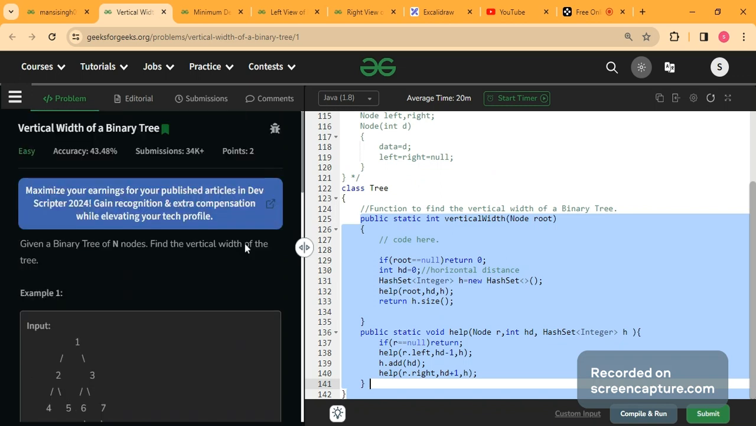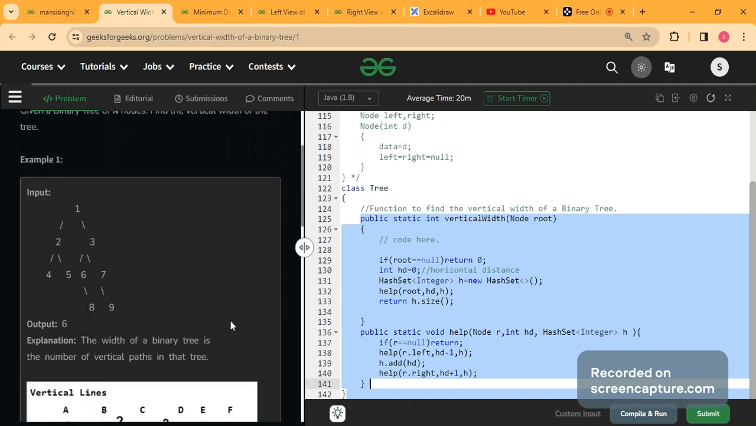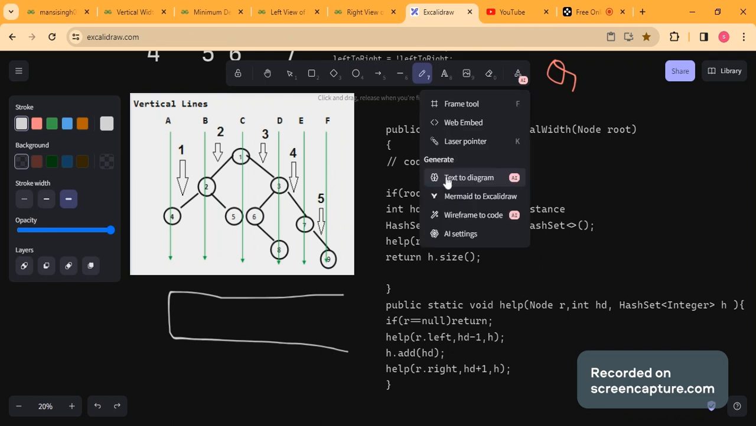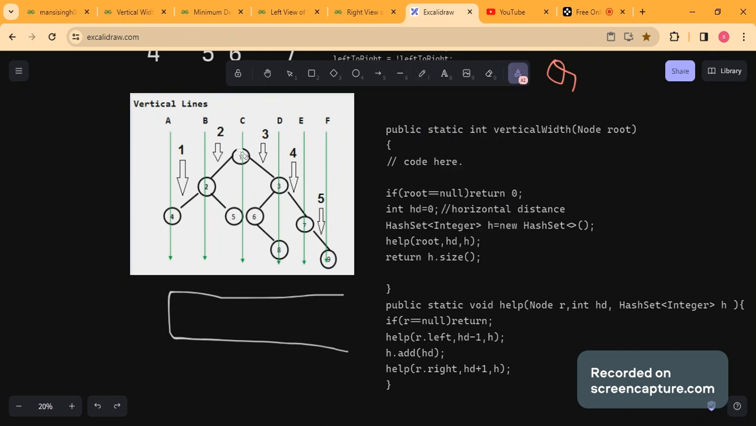So in this problem, we are required to find the vertical width of a binary tree, and the example is like this. Basically, if this is the tree given to us, we are required to find the vertical width, which is basically the number of lines we are able to form here. For example, this is our given root.